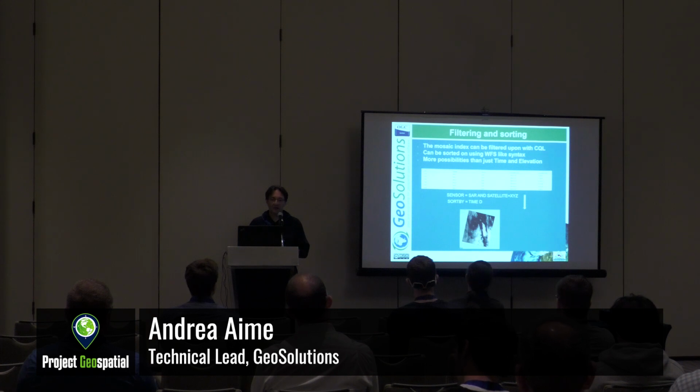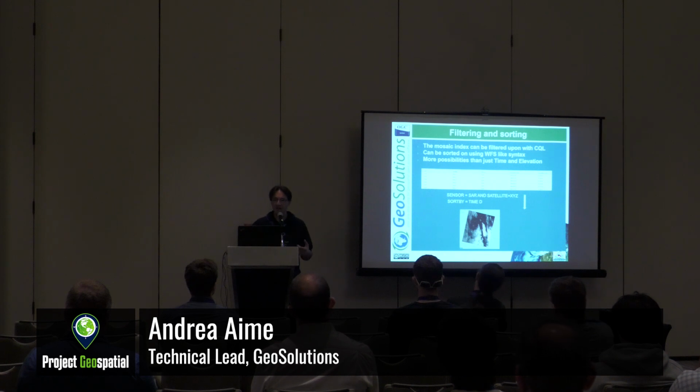So image mosaic index can be filtered using OGC API, OGC filter, SQL, whatever, and you can say something like, okay, I want the sensor to be SAR and the satellite to be DAT, and maybe the cloud cover and the snow cover to satisfy certain conditions. This reduces the set of images that will be mosaicked together.